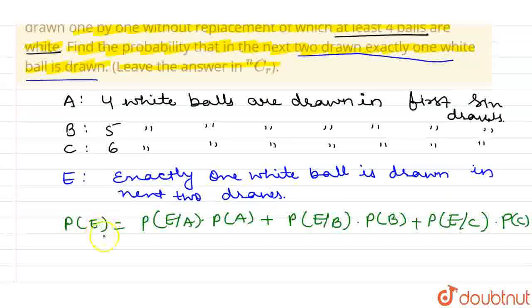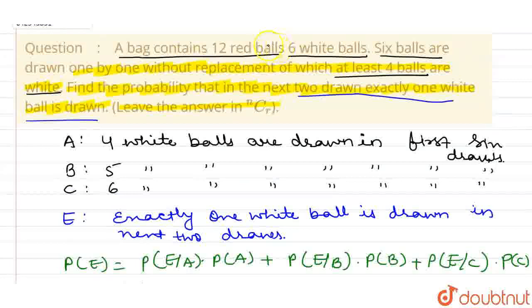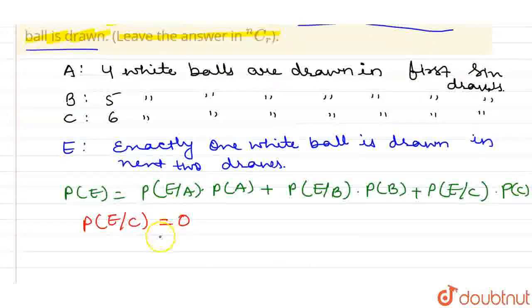From here I can say P(E/C) = 0, because here we pick 6 white balls, and there are a total of 6 white balls in the box. So the probability of E given C is 0.